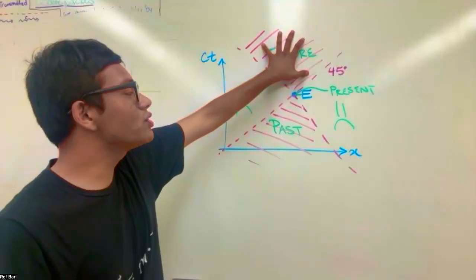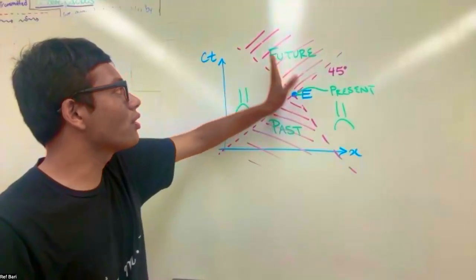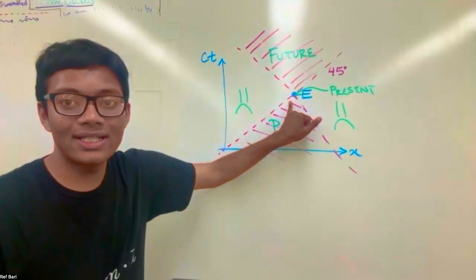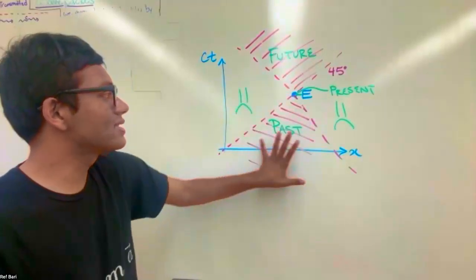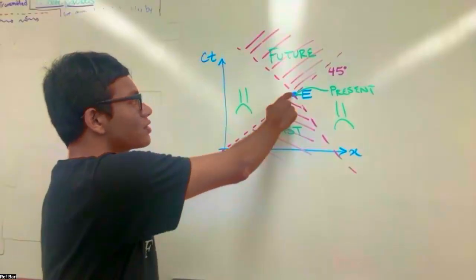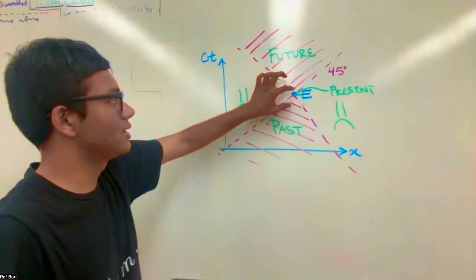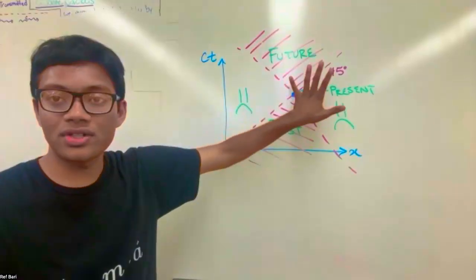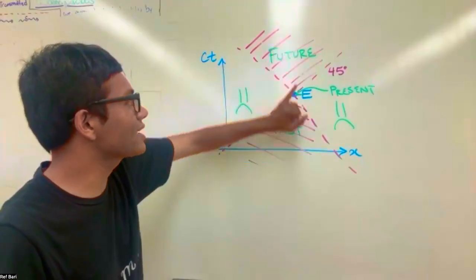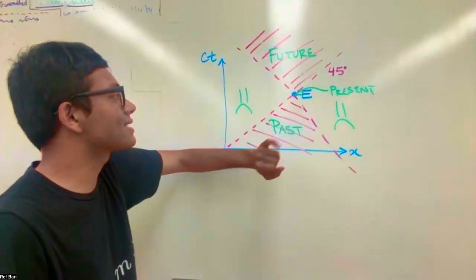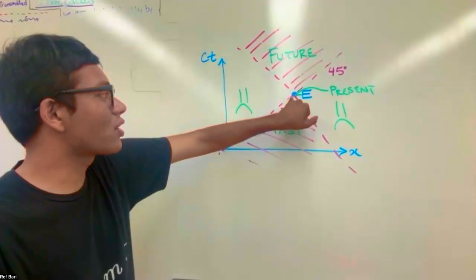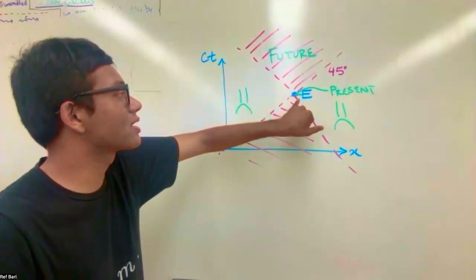And the future of this cone shows all the possible events that can be caused by event E. And in the past of this event are all the events that could cause this event E. So this is the causal structure of space and time. Everything in the future is an effect of this event, and everything in the past is a cause of this event.